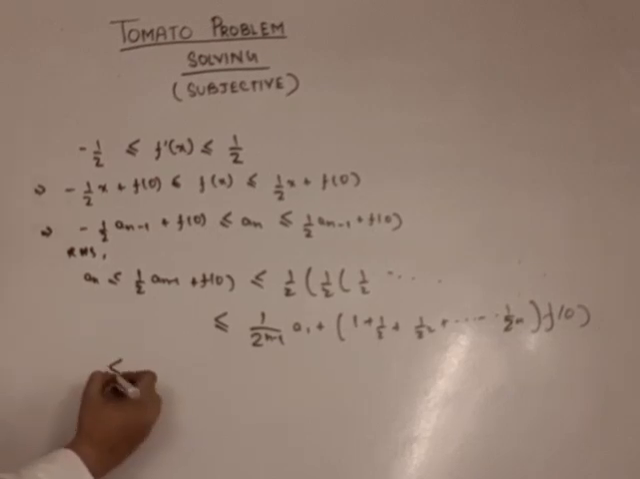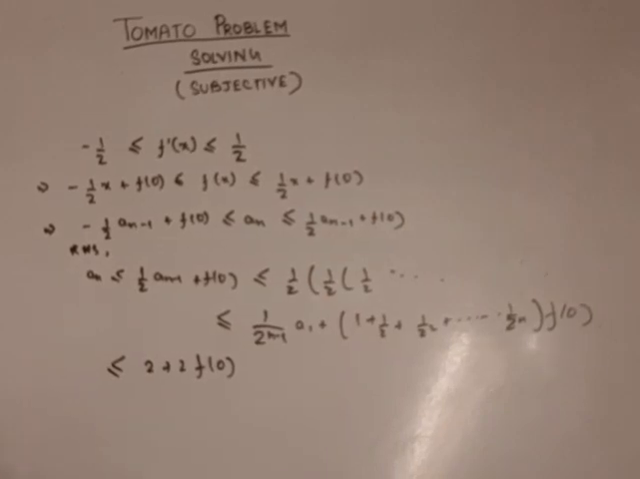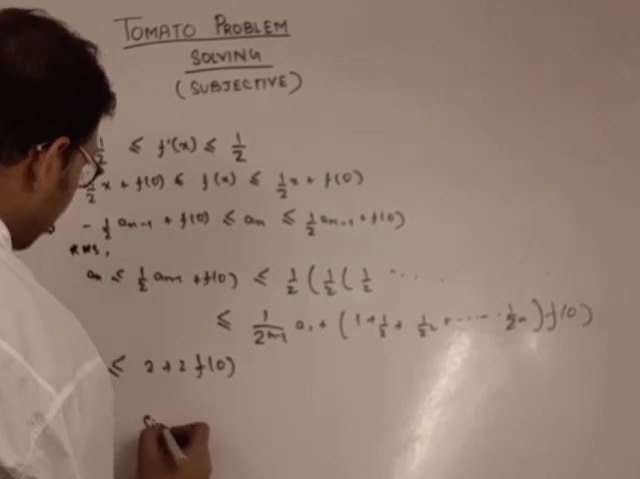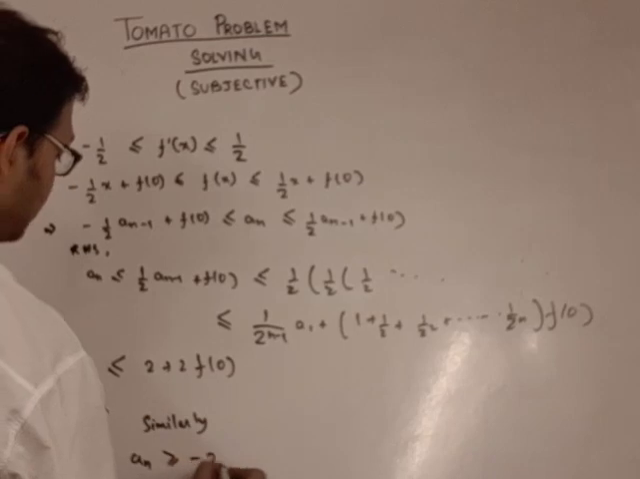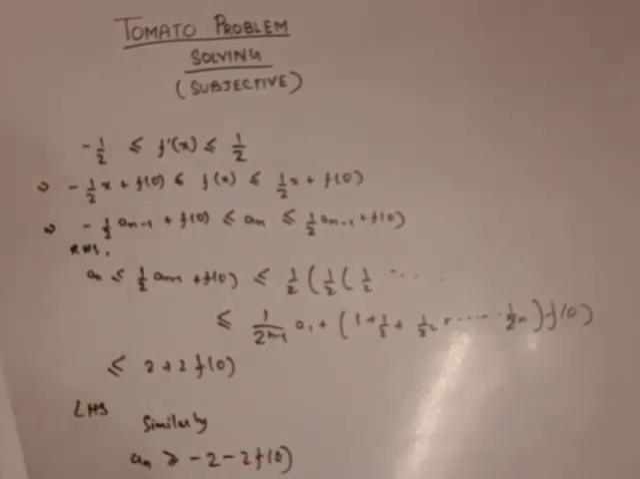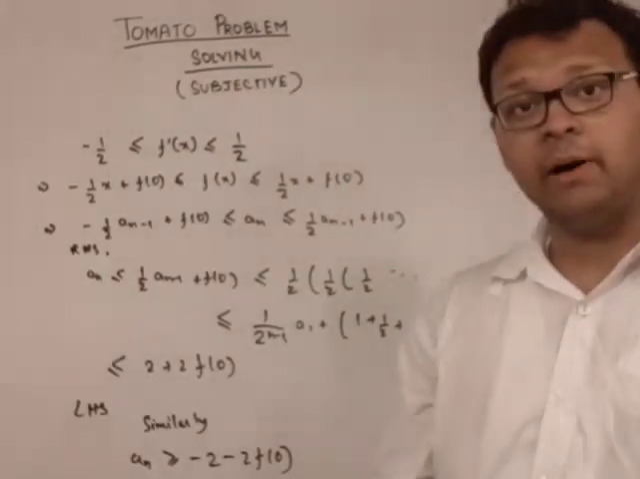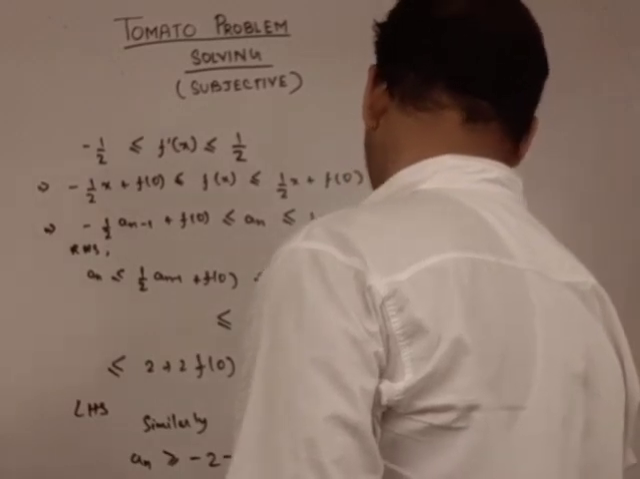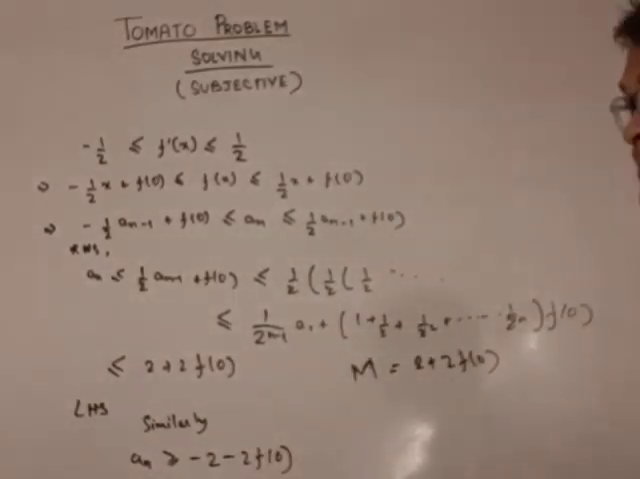This is nothing but less than or equal to 2 plus 2 into f(0), if you compute the geometric series and manipulate it. From the LHS, similarly, I leave the calculations to you, we get a_n greater than or equal to minus 2 f(0), and hence a_n is bounded, where the M chosen is this. Please have a view so that you can get clarity of the problem.